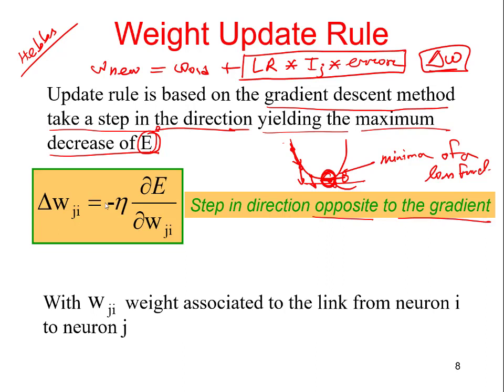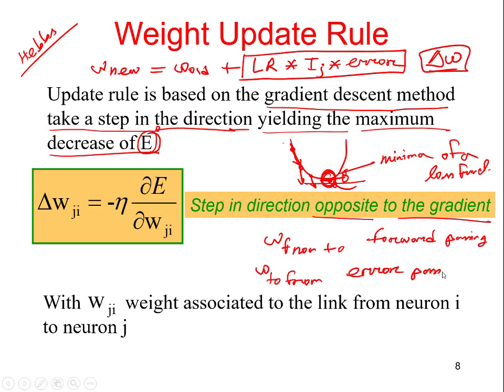So what about Wji? The Wji is nothing but the associated weight linking neuron i to neuron j. Normally we saw from-to in the forward passing part. This is considered as feed forward passing, from to. Here it is also considered as from-to, just a signal going back, and that is considered as the error pass. So for that we are computing the error pass.